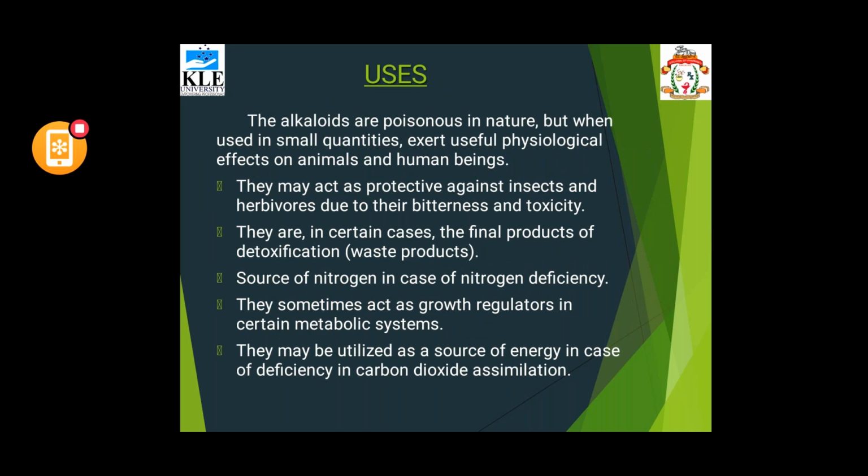Uses of alkaloids. As said earlier, alkaloids are poisonous in nature, but if used in small quantities, they exert useful physiological effects on animals and human beings. These act as protection against insects and herbivores due to their bitterness and toxicity. They even act as a final product of detoxification of waste materials. They act as a source of nitrogen in case of nitrogen deficiency, and also as growth regulators in certain metabolic systems. They may be utilized as a source of energy in case of deficiency in carbon dioxide assimilation.